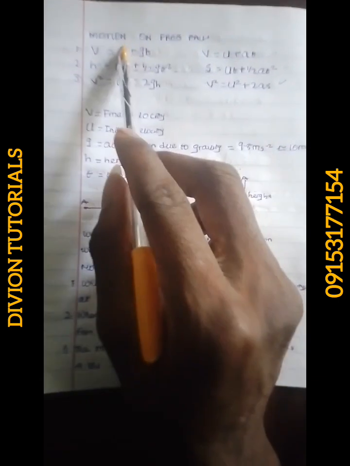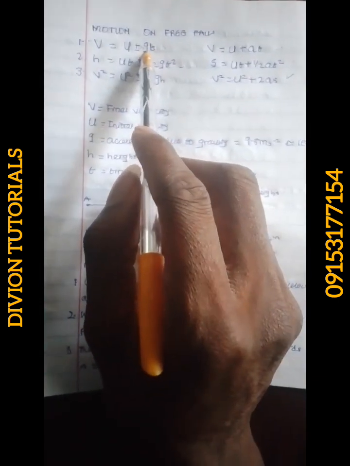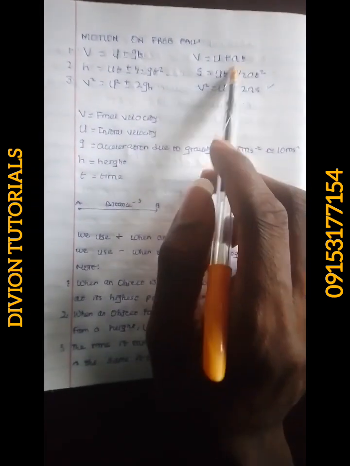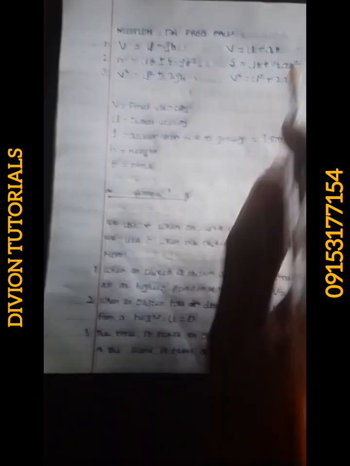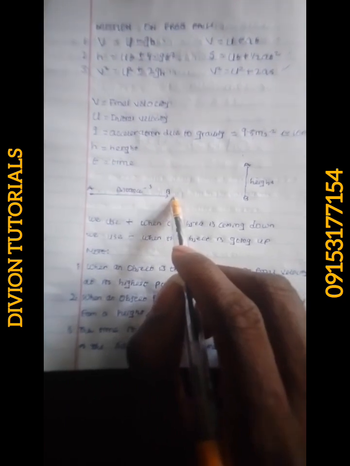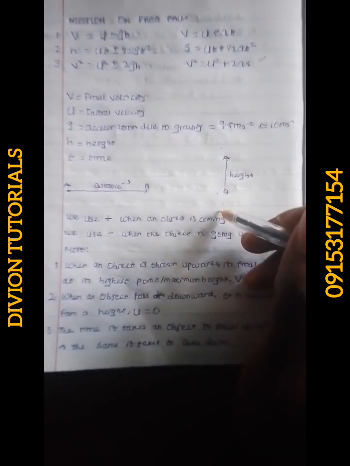So if you notice, this formula and this one are the same. It's just that g is representing a. Acceleration due to gravity is representing acceleration. Then h is representing what? Height is representing distance. Because in this motion you are talking about something going from this point to another point, while in free fall you are talking about going up or going down.